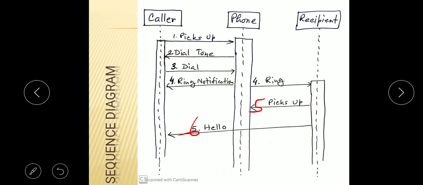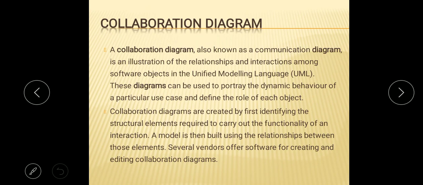I hope I don't have to explain this once again, because it is actually the caller who picks up the phone. The caller will listen to the dial tone. After that he will dial. After that the ringing notification will go from phone to the caller, and from the phone to the recipient. There will be a ring. And the recipient will pick up the phone, it is number 5, and then number 6, the recipient will say hello to the caller, and this way it will go on. Okay, so this is all about the sequence diagram.